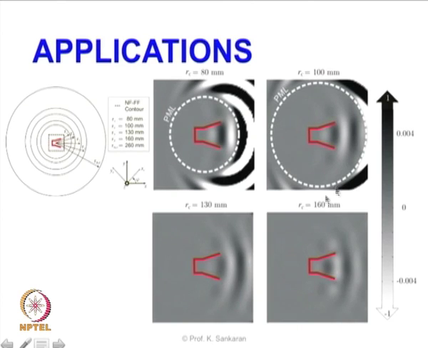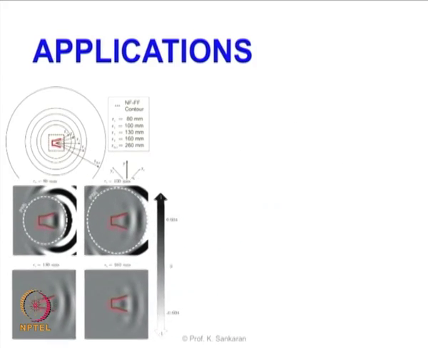And when you increase the radius of curvature you will see that these are the reflected fields. So here it is very, very strong compared to here, compared to here, and compared to here. So what is the meaning of this when we compute the radiation pattern? This is what we are going to see here.